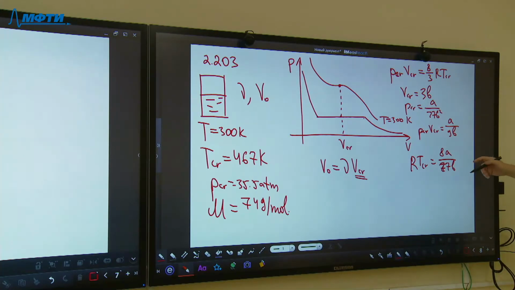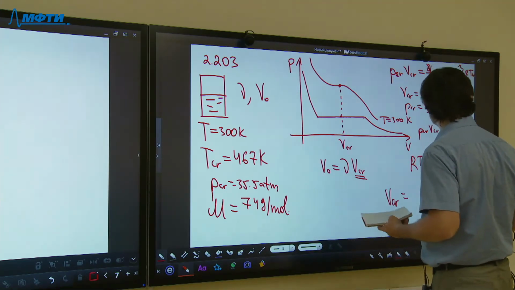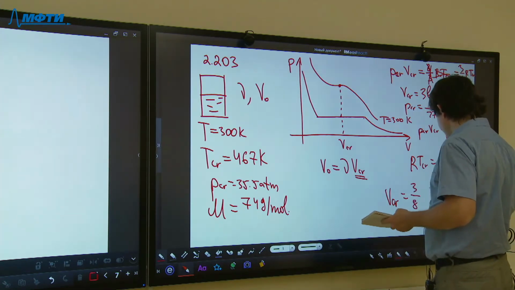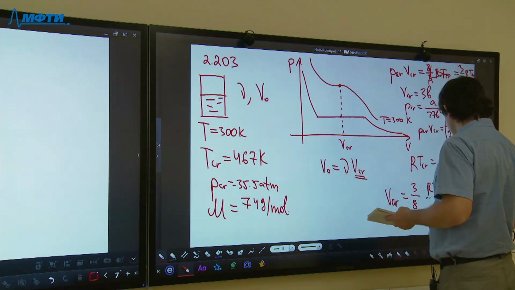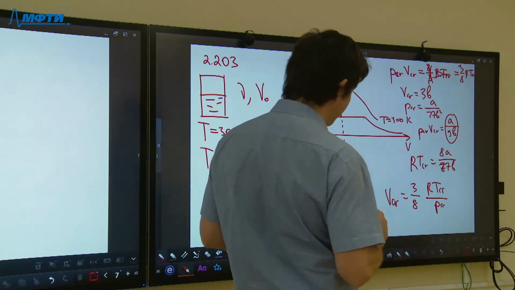27B. So, okay, it's vice versa. So I need to have that instead of 8/3, I need to have 3/8 RT critical. So if I multiply by 3 and divide by 8, I would get exactly a/9b. Okay, so that means that I can determine the critical volume from this equation, and that would be 3/8 RT critical over P critical. And that's for 1 mole of the gas.